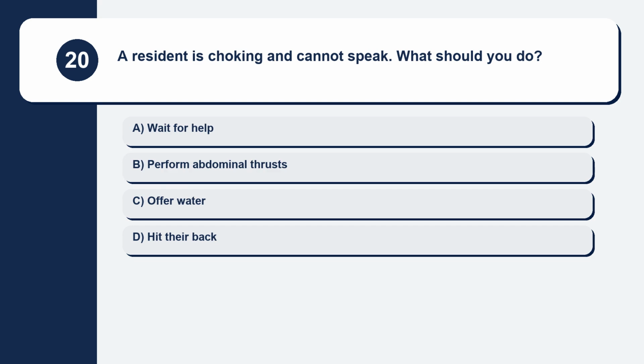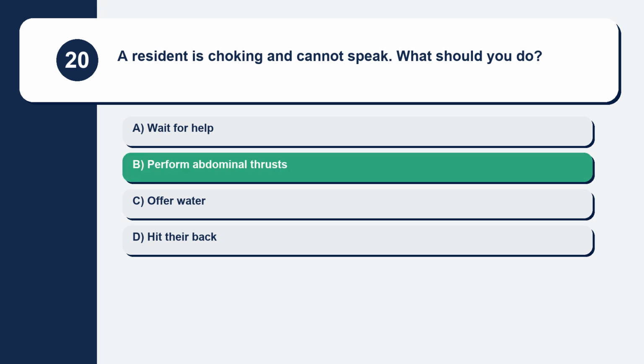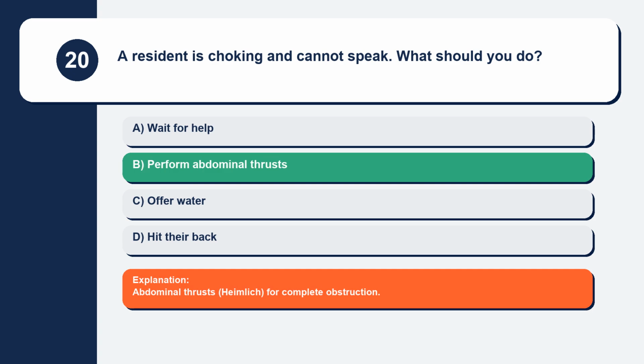Question 20. A resident is choking and cannot speak. What should you do? Wait for help, perform abdominal thrusts, offer water, hit their back. Abdominal thrusts, the Heimlich, for complete obstruction.